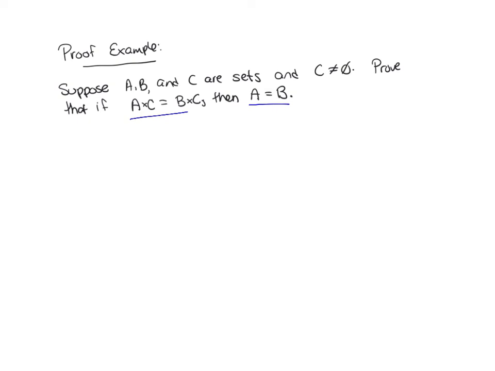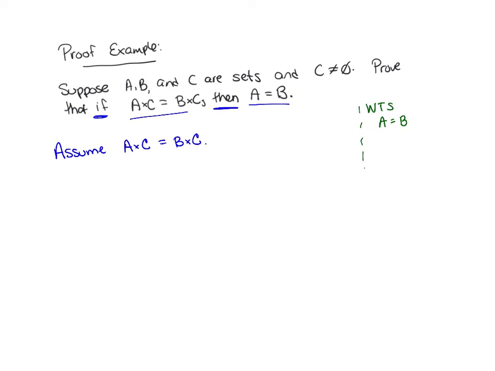So let's think about how we would actually show this, right? It's written as an if-then. So I'm going to assume the if: A cross C equals B cross C. And then what do I want to show? I want to show A equals B.